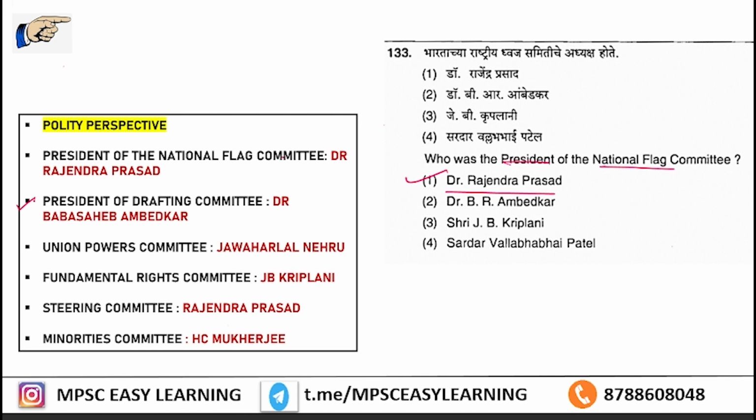If you see the president of the Drafting Committee, it is Dr. Baba Saheb Ambedkar. The Union Powers Committee, who is the chairman? It is Jawaharlal Nehru. Fundamental Rights Committee, it is J.B. Kriplani. Steering Committee, Rajendra Prasad. Minorities Committee, H.C. Mukherjee. The reason why I added the committees and the chairmen is because of the recent at least top 3 papers, top 3 मतलब जो recently 3 paper हुए, every year they have asked the chairman and the name of the committee, हमेशा. So please study this. There are high chances of it getting repeated again.